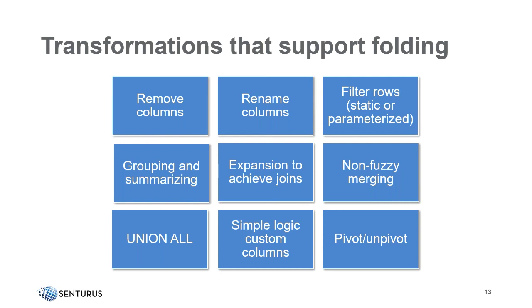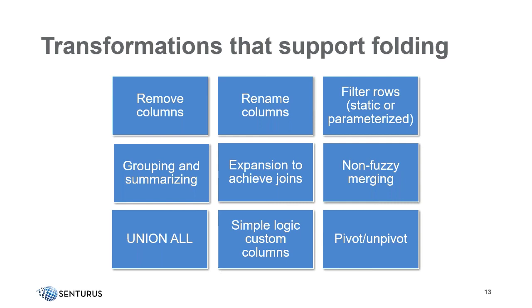Any relational data source that can have a single select statement where we're using things like where, group by, join, any of these. So a filter uses a where clause. Grouping and summarizing uses a group by. Expanding columns uses a join. Non-fuzzy uses a join. A union all when we're putting together foldable queries on the same source. What was that I just said? Oh. Ding, ding, ding.